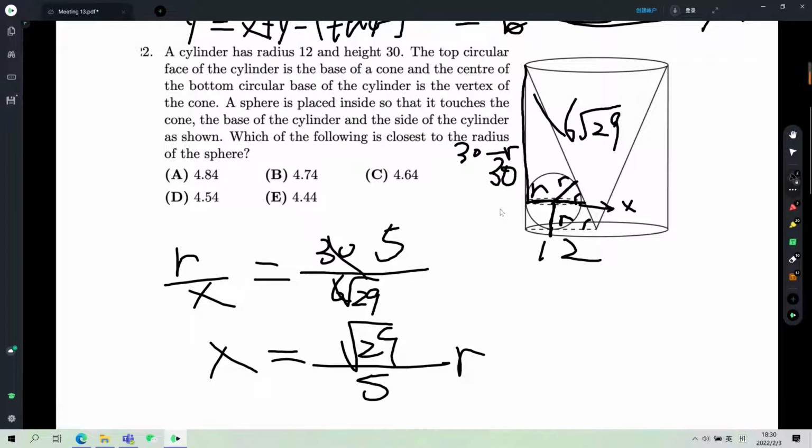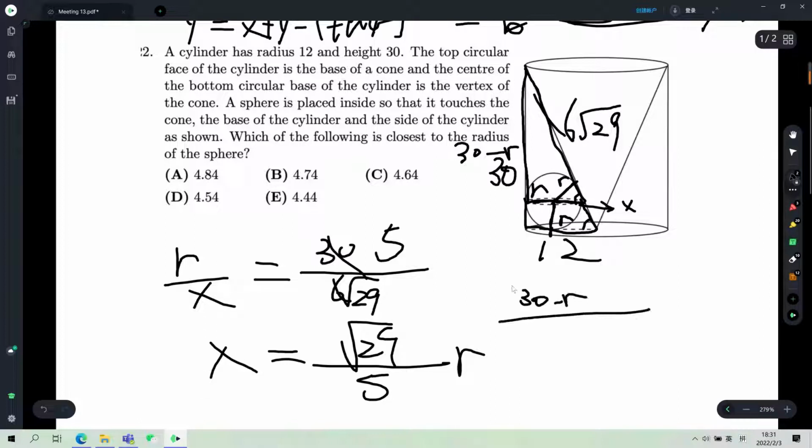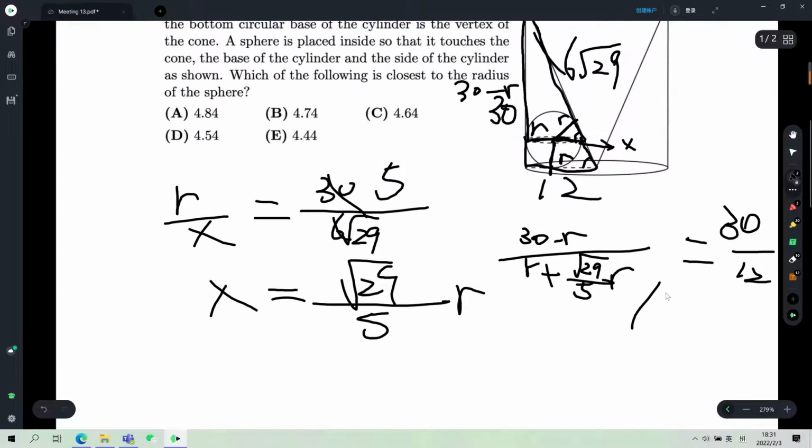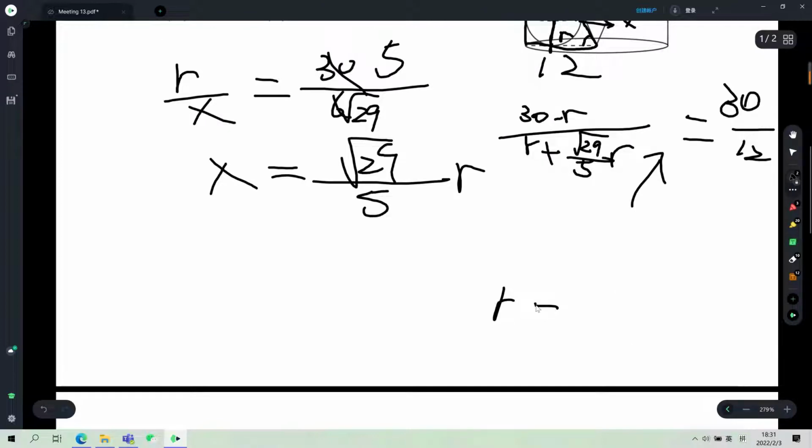And we can use trigonometry again in these two similar right triangles. The ratio of 13 minus r over this line, which is r plus square root of 29 over 5 r, should be equal to 13 over 12. And just solving this equation, we can know that r should be around 4.84.